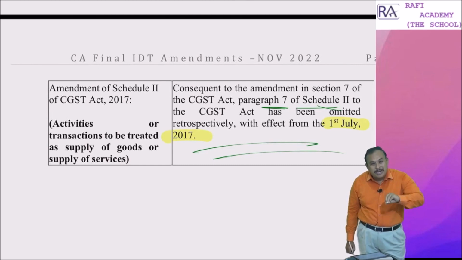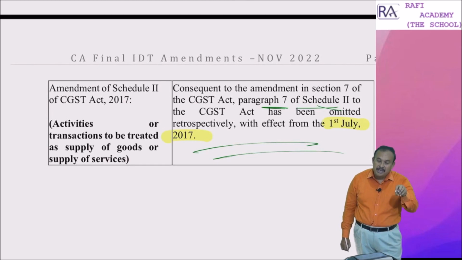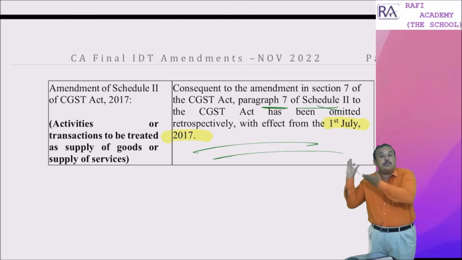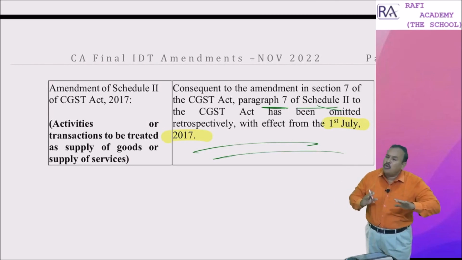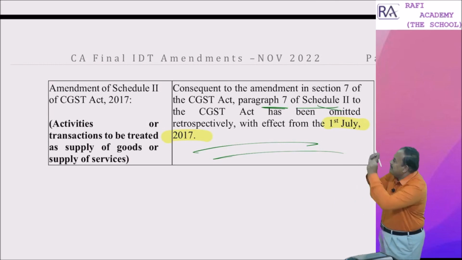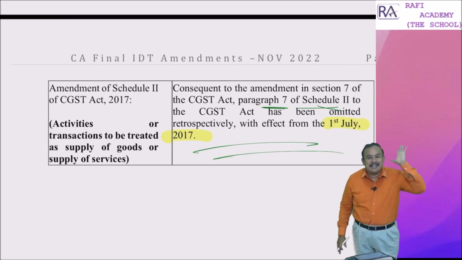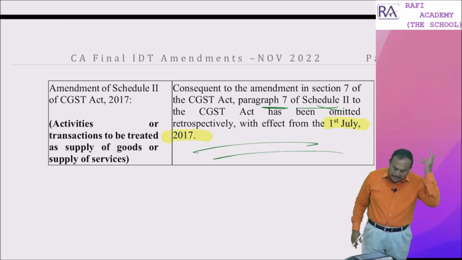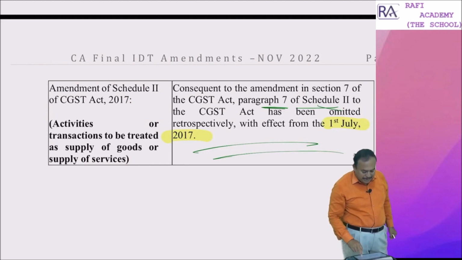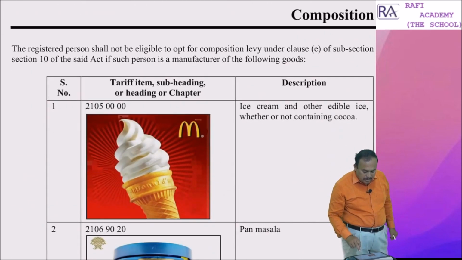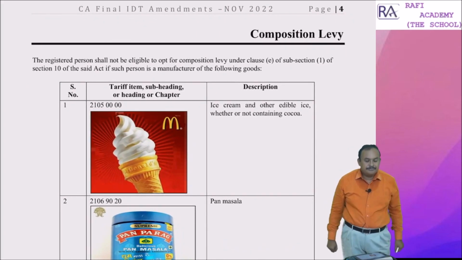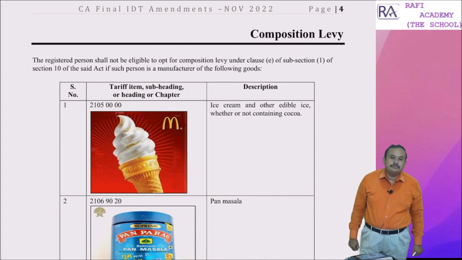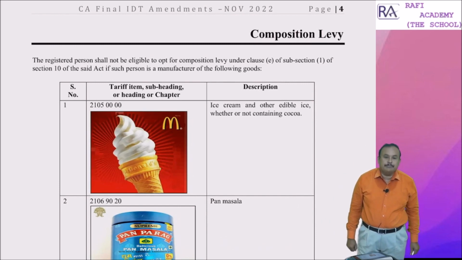By incorporating clause AA under section 7 subsection 1, the excessive provision under schedule 2 point number 7, which is not warranted, is thereby deleted. Got the clarity, my dear friends? Further, referring to you from here, composition levy scheme.